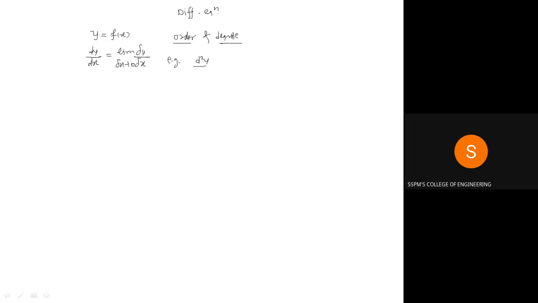d square y by dx square, whole raised to 4, minus 5 times dy by dx raised to 6, minus y, is equal to e raised to minus 4x. This is an ordinary differential equation. Why is it called ordinary? Because this function has only one independent variable, hence it is called ordinary. From that ordinary function you get the ordinary differential, and in this kind of ordinary differential, how to get the order and degree?